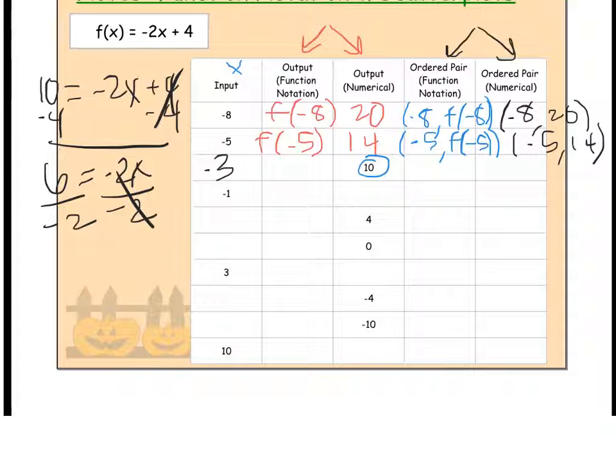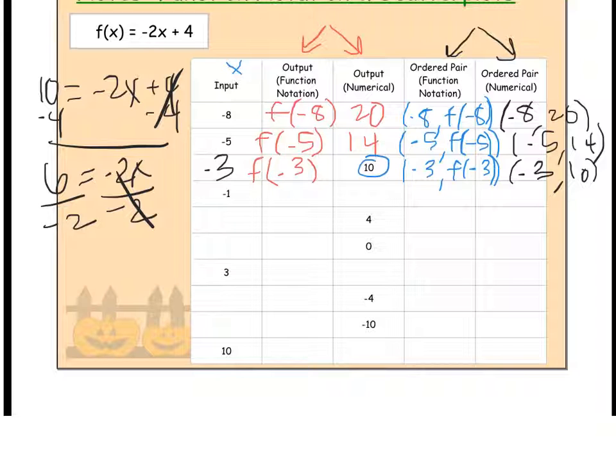So now I actually know what x is. I know what my output is numerically. Now if I want to write my output in function notation, I can. I couldn't do that before until I knew what my input was. I can now write my ordered pair in function notation, so negative 3, f of negative 3. I can write my output numerically. Input is still negative 3. My output was 10.